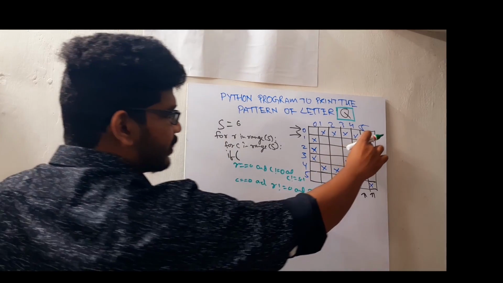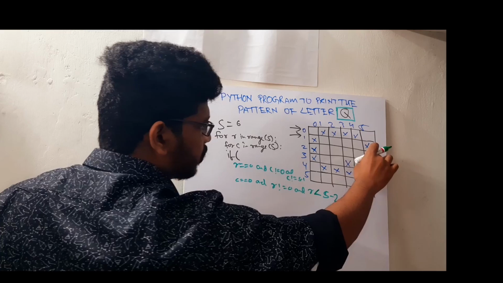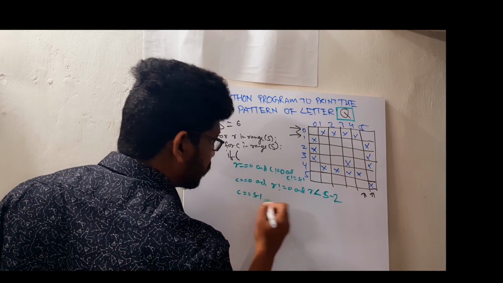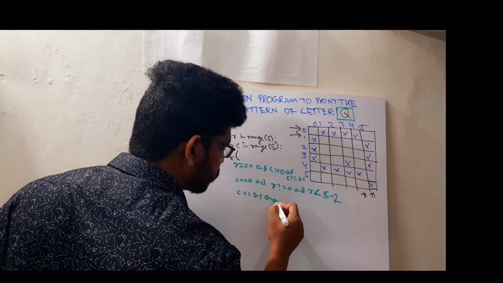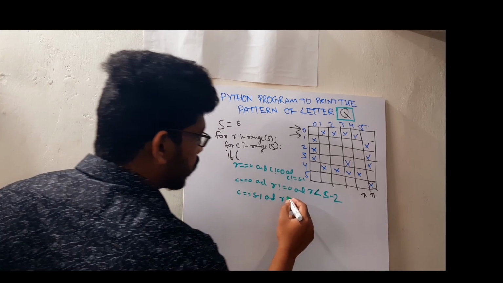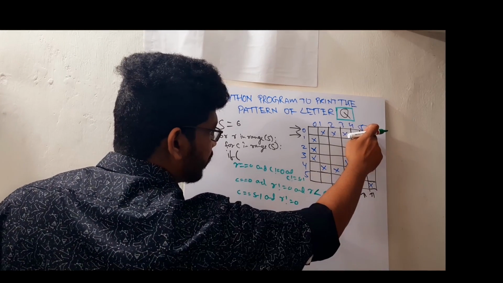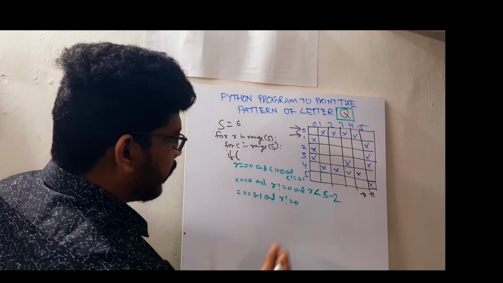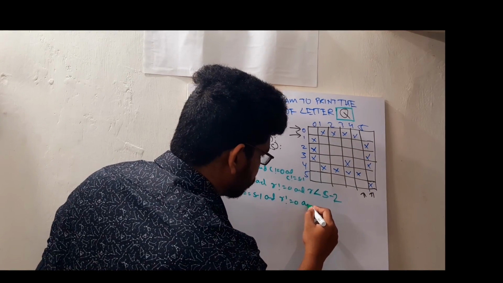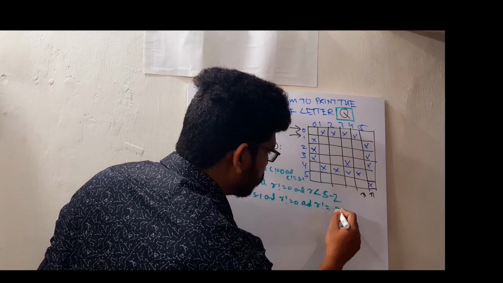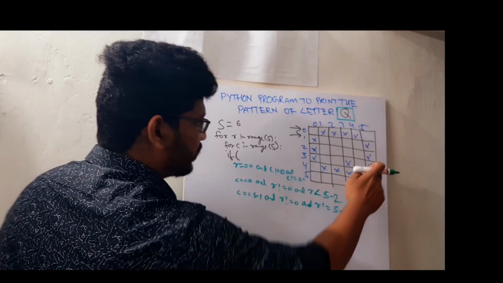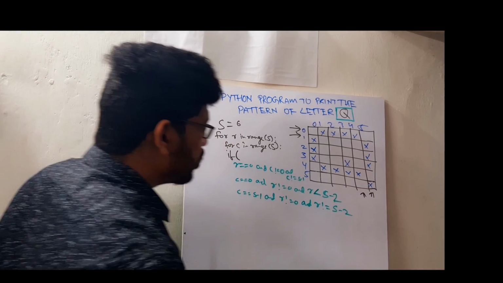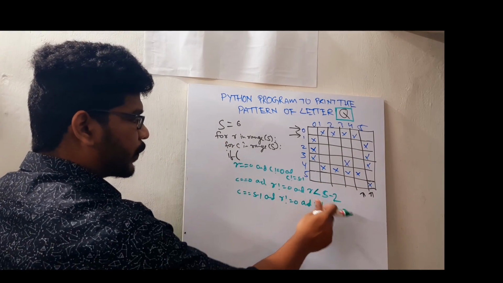So now I'll write conditions for this last column. Column equal to s minus 1, that is the last column, and row not equal to 0, that would be the same. The row should not be equal to 0 for this star. And for here there are different things, and here we can write row not equal to s minus 2, because it should only omit this one and not this one. So I'll keep this condition as row not equal to s minus 2.